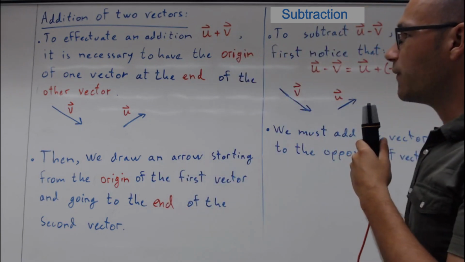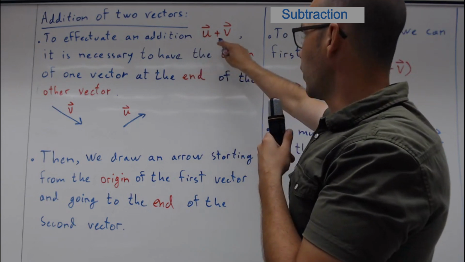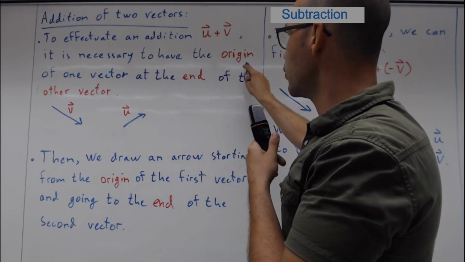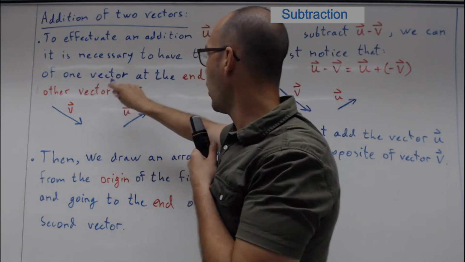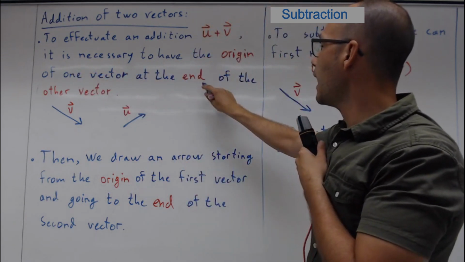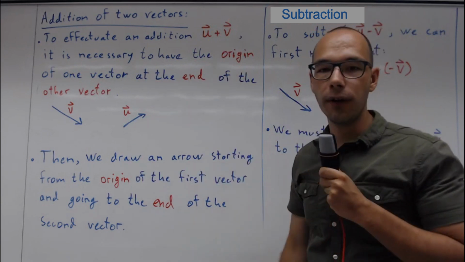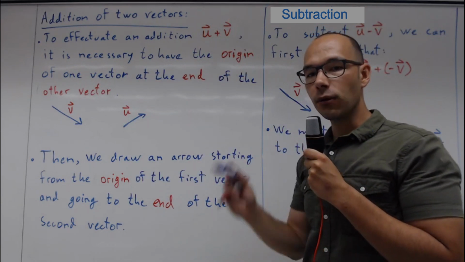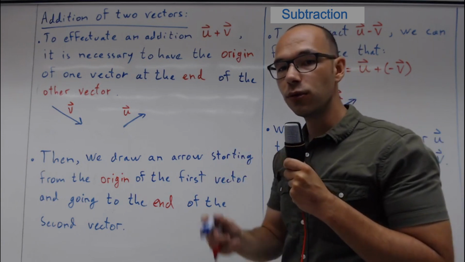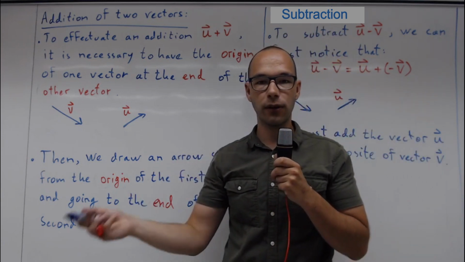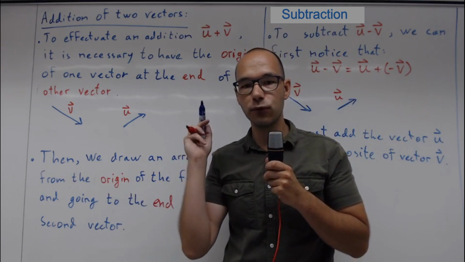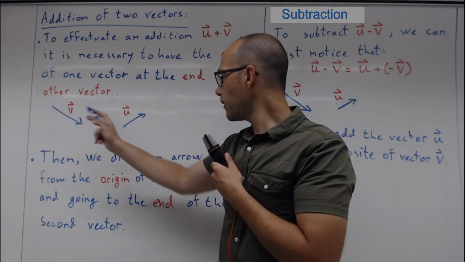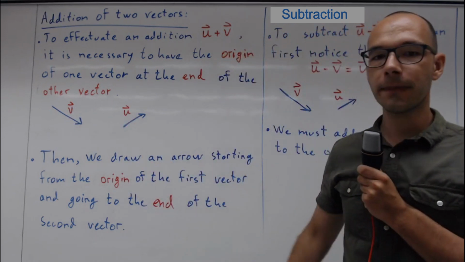So to effectuate an addition u plus v, it is necessary to have the origin of one vector at the end of the other vector. So we must draw. If you have an operation to do from one vector to another vector, you always have to draw the situation first. So we have vector v here and vector u here.